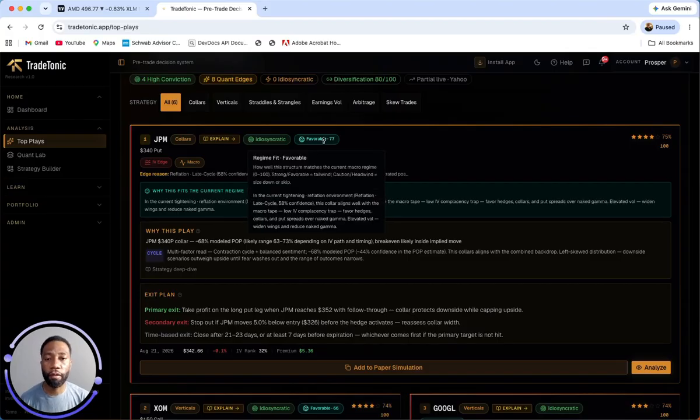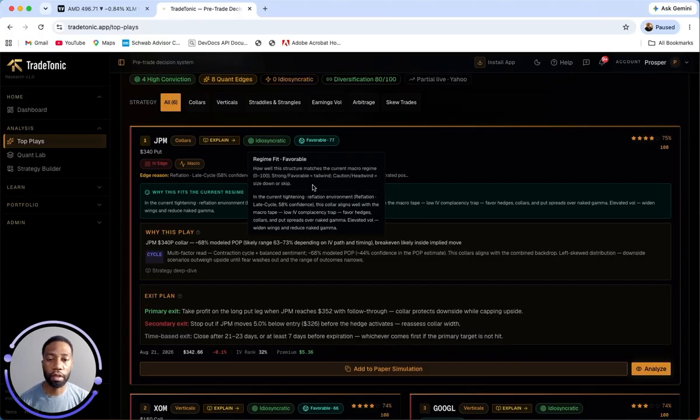And if you hover over this, once you're in the dashboard, you can see it says, okay, how well does this structure match the current regime? So from 0 to 100 is the range. Strong or favorable means that there's a tailwind behind your position. Caution or headwind means to size down or to skip, right?